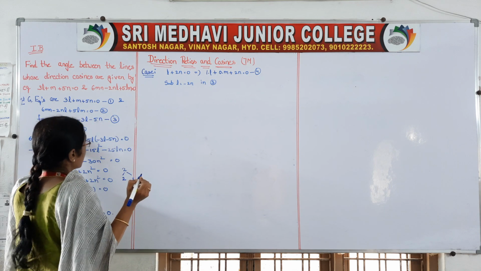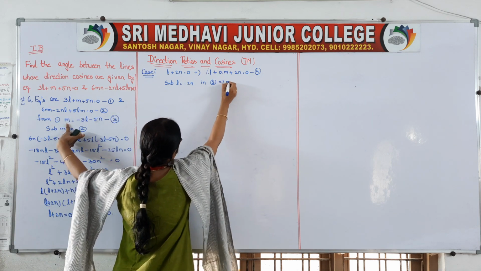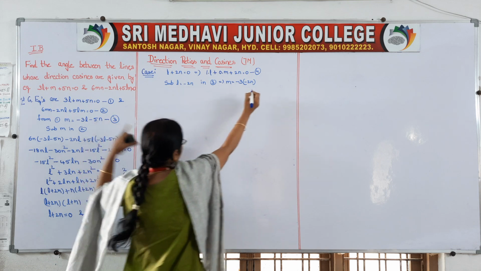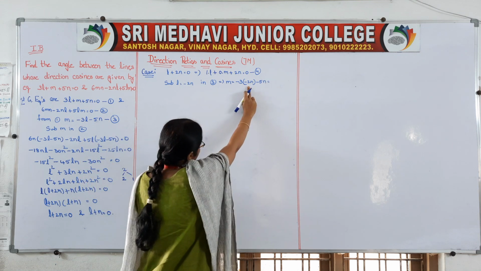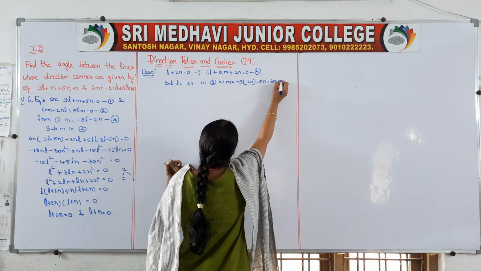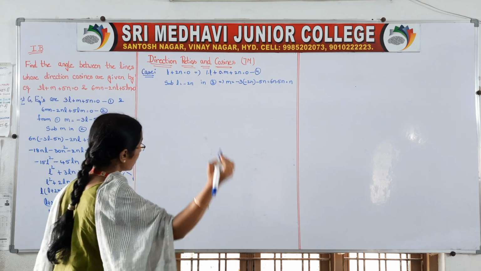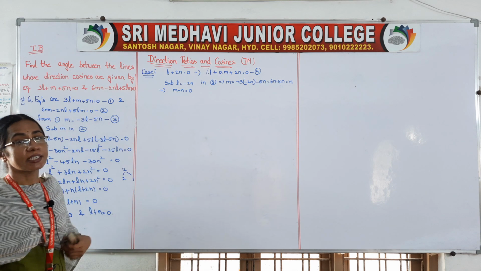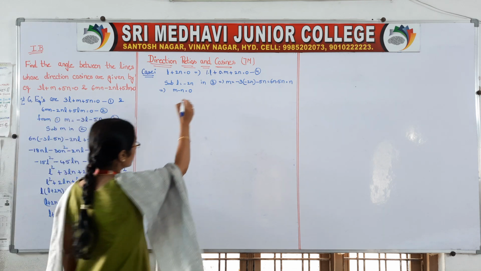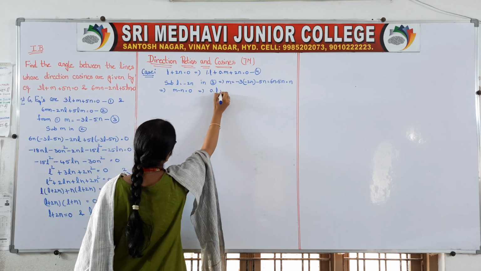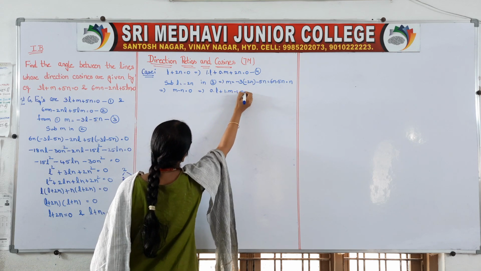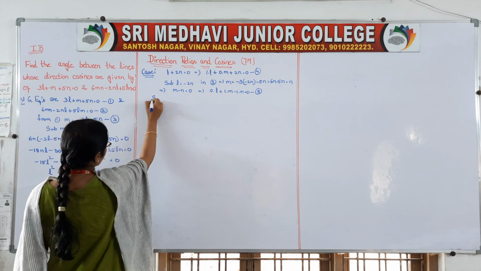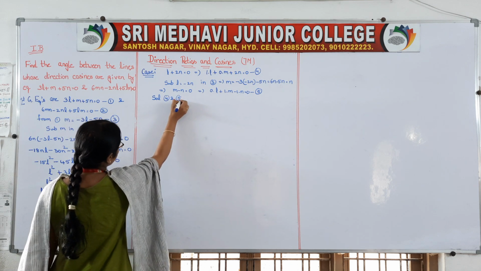What is your third equation? m is equal to, isn't it? So m is equal to minus 3l, and what is l? Minus 2n, okay? Minus 5n. So 3 2s are 6, minus of minus plus 6n, minus 5n is equal to n. So we can write that equation as m minus n is equal to 0. Same thing, try to write this in the form of lmn, right? There is no l term, so 0 into l plus 1 into m minus 1 into n is equal to 0. You consider this as your fifth equation. Solving 4 and 5, we will get one set of direction ratios.